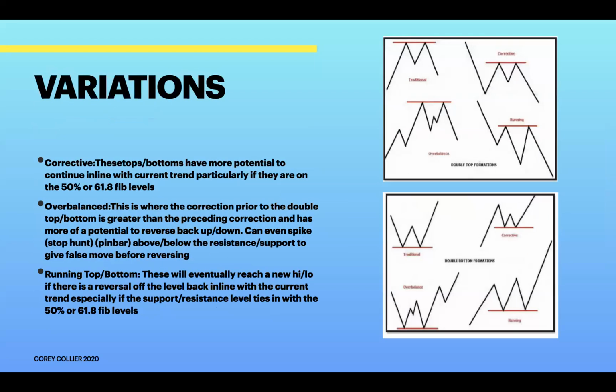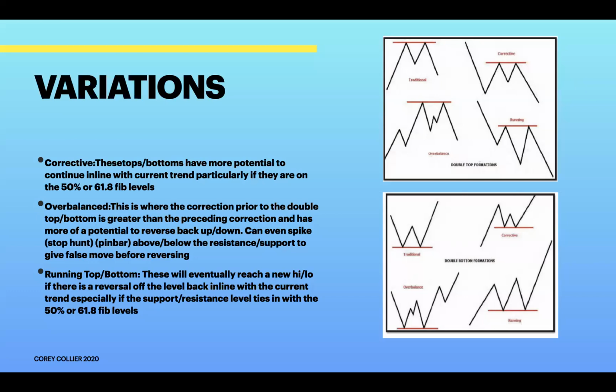So here are some variations, guys, of the M and the W, okay? So the double top formations, I'm looking at the picture to the right top. You got the traditional, which looks like a perfect M. You've got the overbalance right down below that one. You've got the corrective, and that's what I was trying to describe prior to this slide, the corrective M. And then you've got the running M. All right, so those are different variations, guys. Down below that, you've got the double bottom formations, which is the exact opposite of the top.